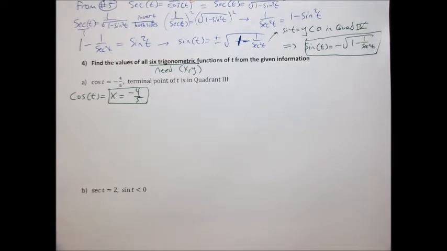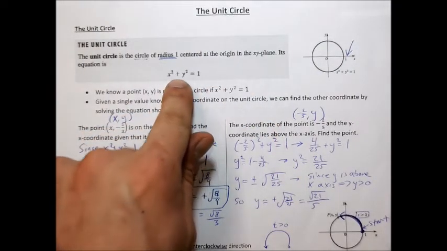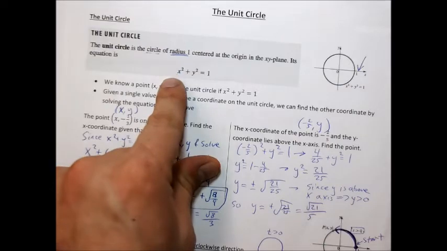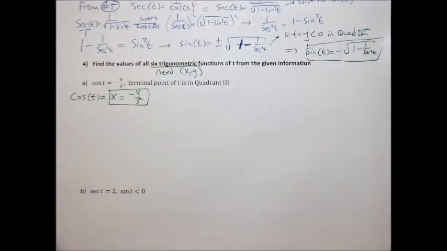Now the y value comes in from the fact that we're on the unit circle. And so since we're on the unit circle, we know that x squared plus y squared equals 1. I'm just looking through my notes right now to show you that page. But this is from the very first page of the unit circle. If we're on the unit circle, which we always are when we're talking about trig, we know that x squared plus y squared equals 1. And so if we have an x value, we can find the y value based on that. And so that's what I'm going to do.